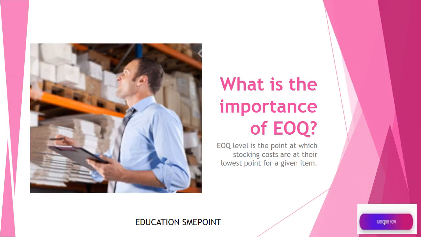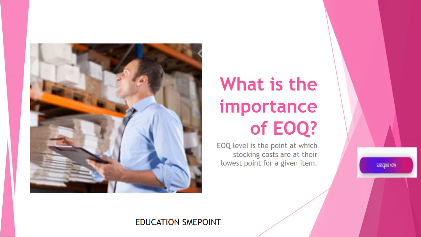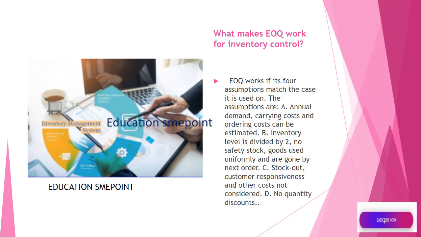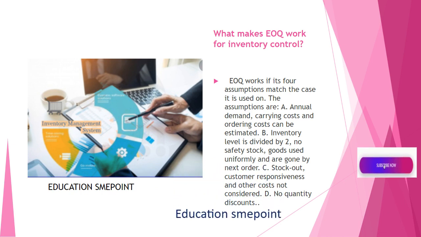What is the importance of EOQ? EOQ level is the point at which stocking costs are at their lowest point for a given item. What makes EOQ work for inventory control? EOQ works if its four assumptions match the case it is used on. The assumptions are: A. Annual demand, carrying costs and ordering costs can be estimated.